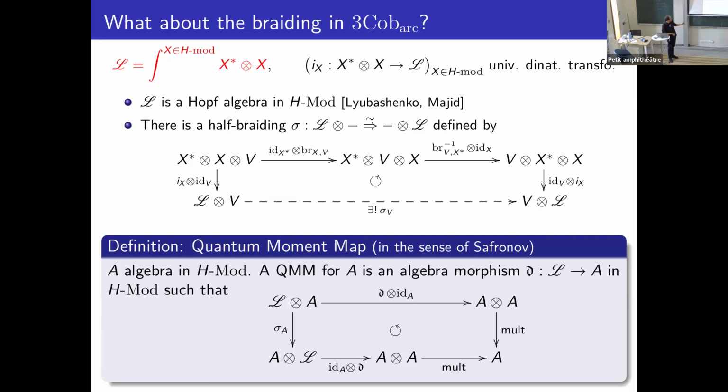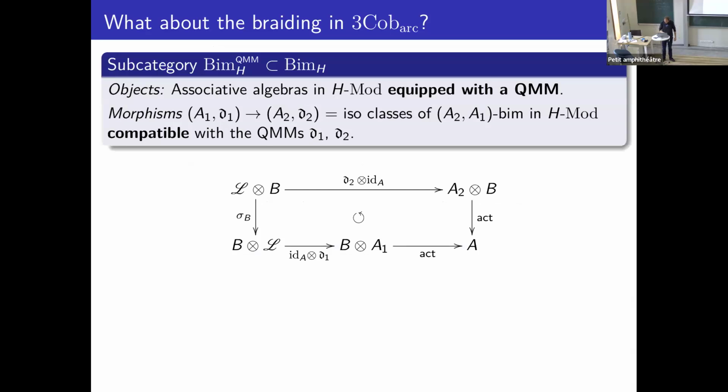There is another definition of quantum moment map which is easier to understand. I can explain at the end if you want. This is the categorical definition, but there is an older definition which is easier to understand. I will just be short here, just to explain why this appears. Thanks to this quantum moment map, you can define a subcategory of BIM H, where now the objects will be pairs. So you have an algebra and a quantum moment map for this algebra. And you see, since the quantum moment map is a morphism from the coend to the bimodule.